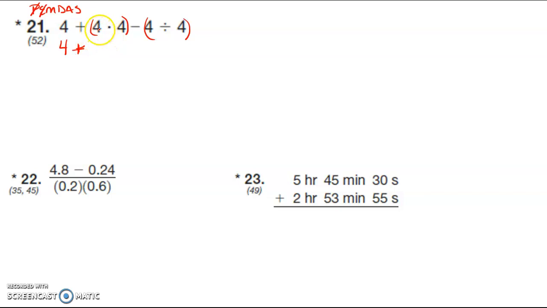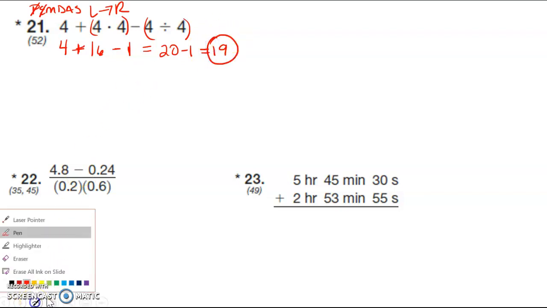4 times 4 is 16, and then I'm going to bring this subtraction down. 4 divided by 4 is 1. Now I can just go from left to right because I have addition and subtraction. So 4 plus 16 is 20, minus 1, which is 19.